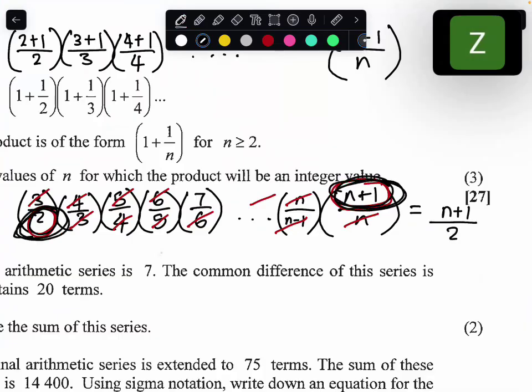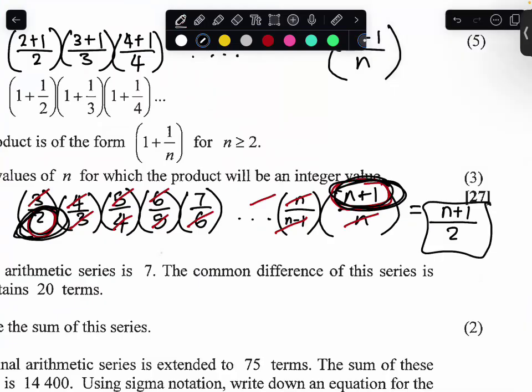So now, in order for this to be an integer, we're going to test the numbers from 2 onwards, all right? So let's test the first number, which is 2. If I make n 2, it will be 2 plus 1 all over 2, which gives me 3 over 2. 3 over 2 is not an integer. We said integers are full numbers, no fractions, no decimals. Full positive and negative numbers, no fractions, no decimals. So that means that 2 doesn't work.